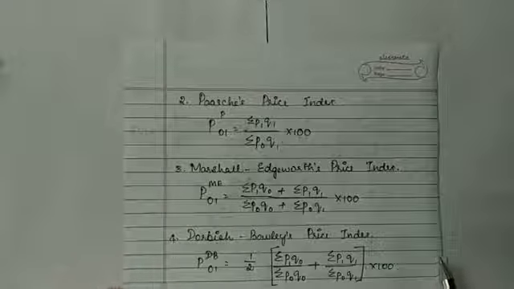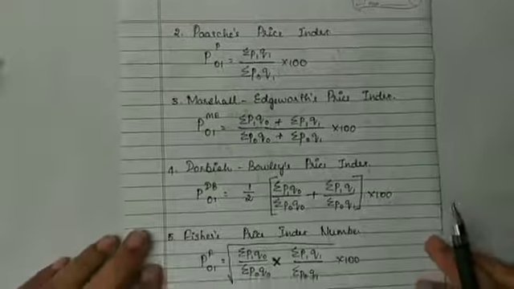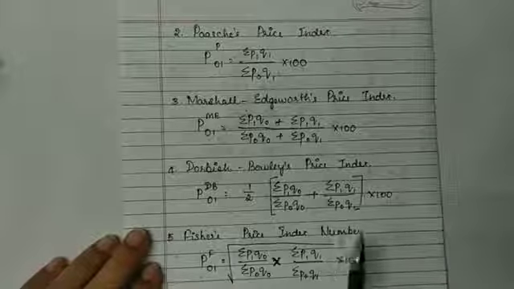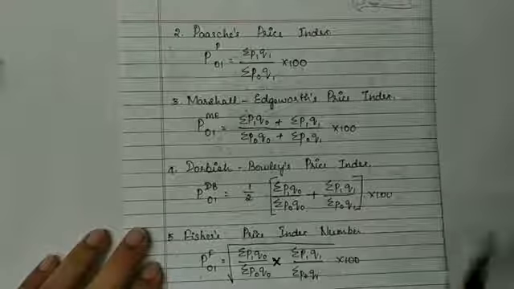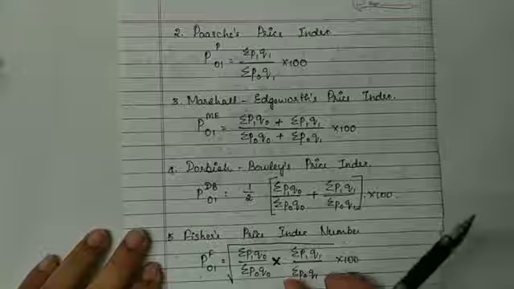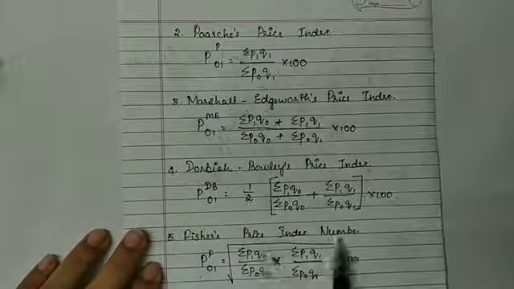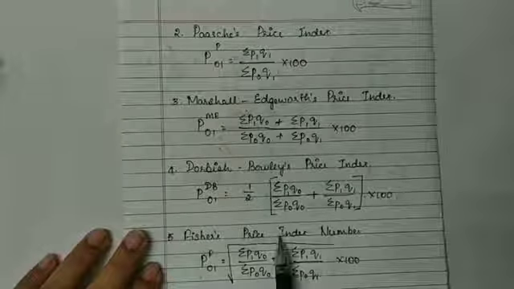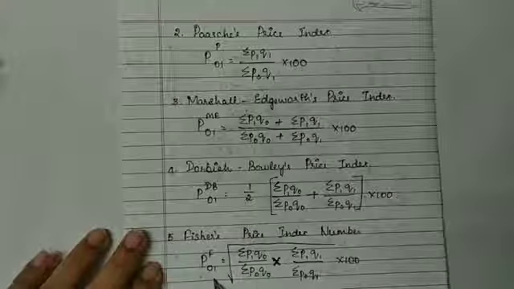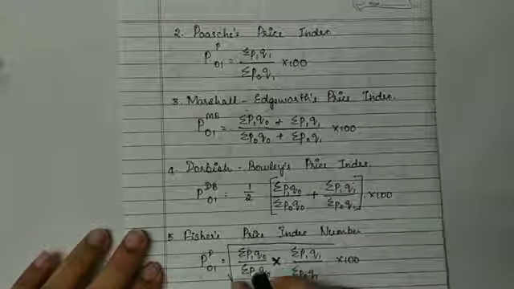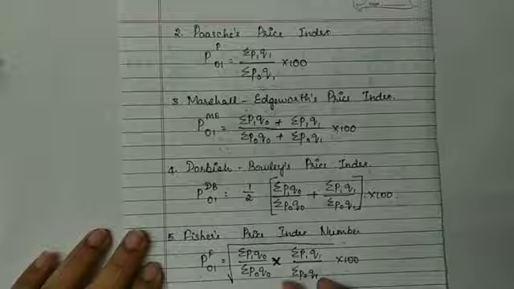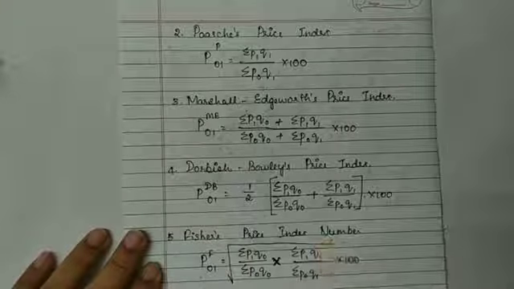And the next one is Fisher's price index number. Here again, the items are the same. The only thing is, we are taking the square root. Fisher's price index number P01 is equal to the square root of Laspeyres and Paasche, that is, the square root of their product.